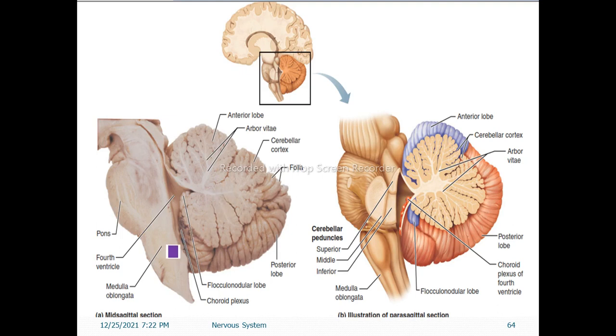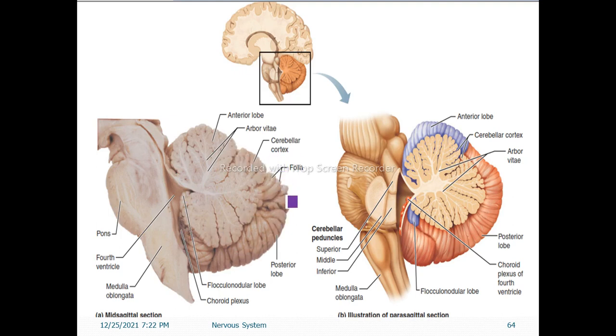This is the medulla oblongata, anteriorly and inferiorly. This is the fourth ventricle. This is the cerebral aqueduct, a pathway for cerebrospinal fluid movement. So this is the cerebral cortex.